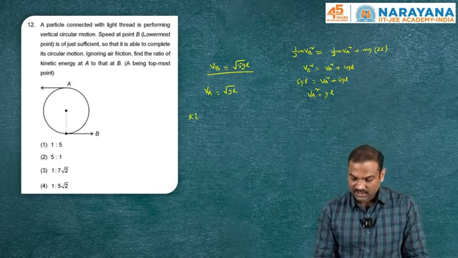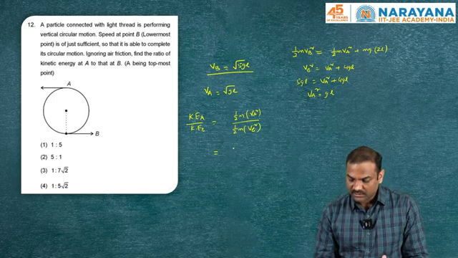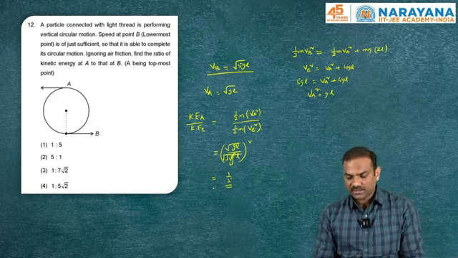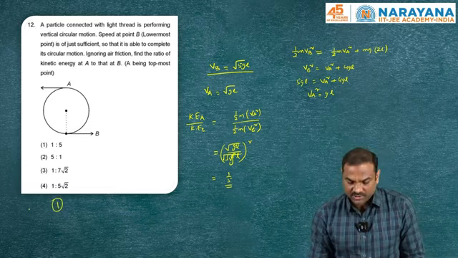So they're asking the ratio of kinetic energy at A point to kinetic energy at B point. The kinetic energy at A point is half m VA square, by half m VB square. Half m cancels out, so VA by VB is root GL by root 5GL, or root to root you can cancel. So GL by 5GL whole square. Root and square you can cancel out. Then it is 1 by 5 directly. GL also will cancel out. So the answer is going to be the first option.